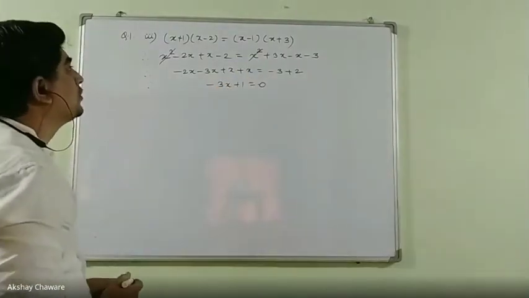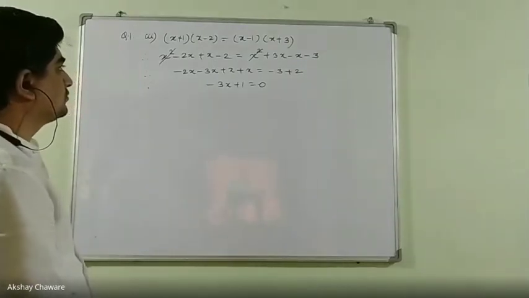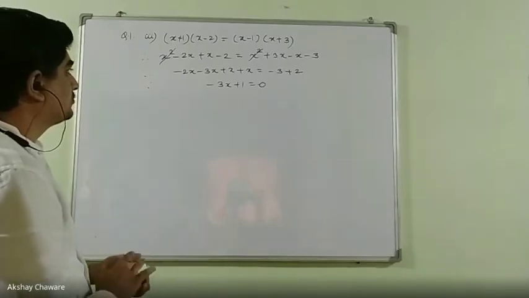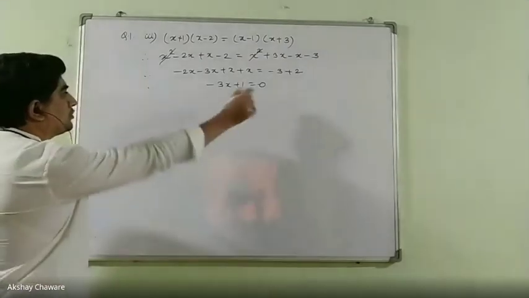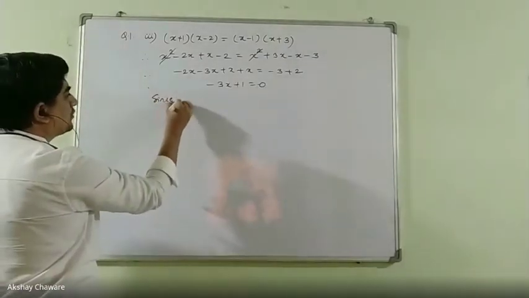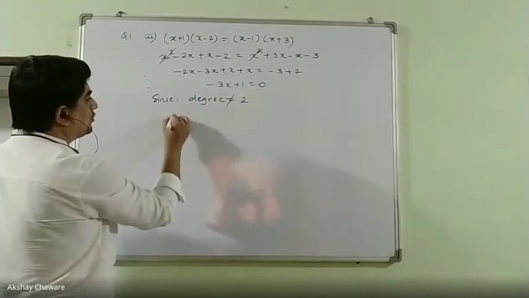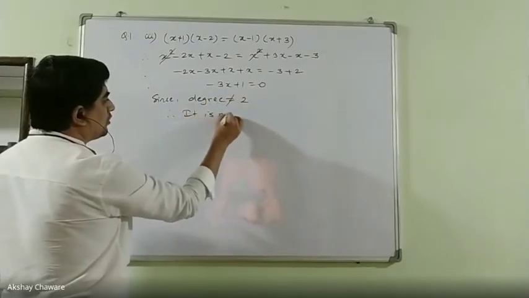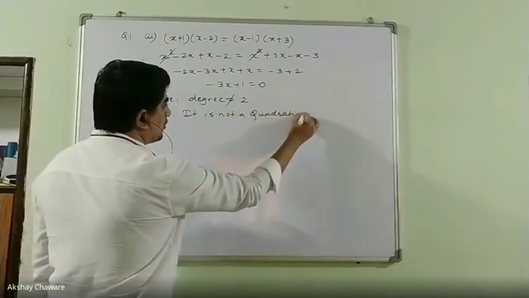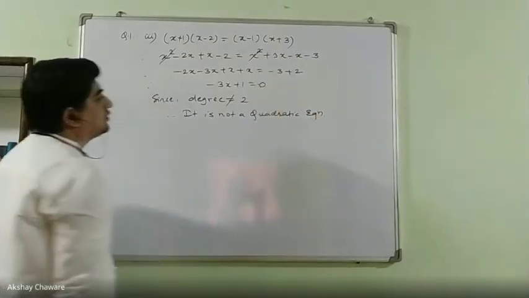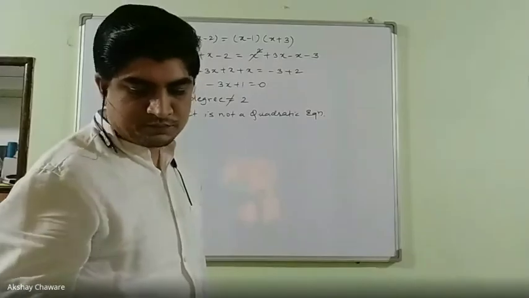Correct? Yes or no? Minus 3x plus 1 is equal to 0. Since the degree is not equal to 2, therefore it is not a quadratic equation.